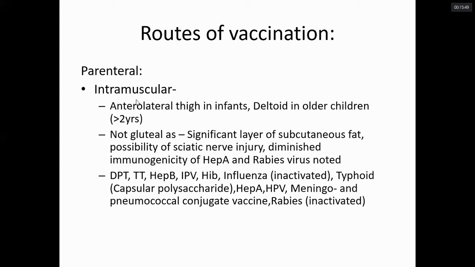So for intramuscular, the anterolateral aspect of thigh is used in infants and the deltoid in older children. For more than 2 years, we usually use the deltoid. It is not given in the gluteal region because it can cause sciatic nerve injury. Hepatitis A and rabies vaccines given in the gluteal region have diminished immunogenicity. So it is safer to give in the anterolateral aspect of thigh or deltoid.